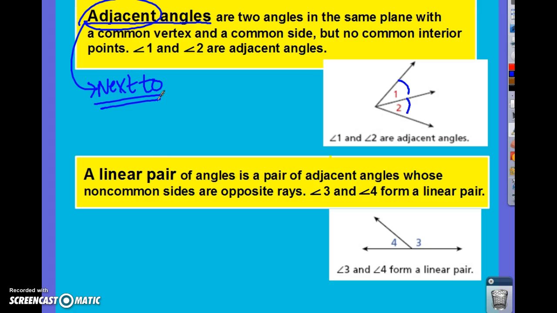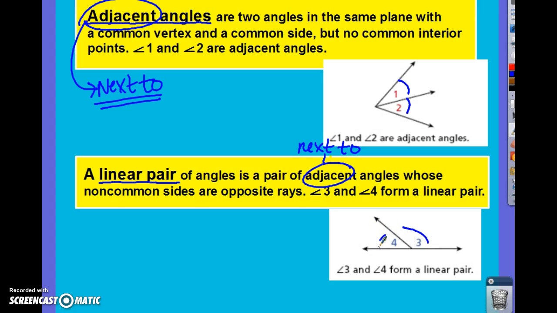The next kind of angle that I want to talk about are linear pairs. So a linear pair is a pair of angles that are adjacent, which again, guys, adjacent means that these two angles are next to each other, whose non-common sides are opposite rays. And it's telling us that angles 3 and 4 form a linear pair.